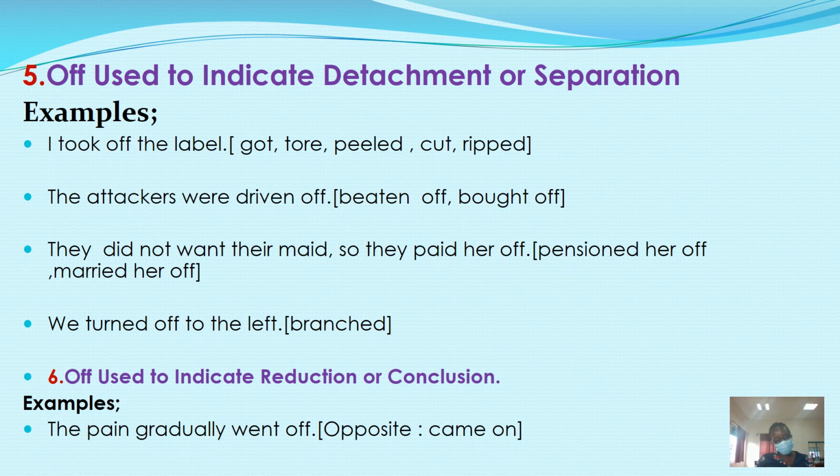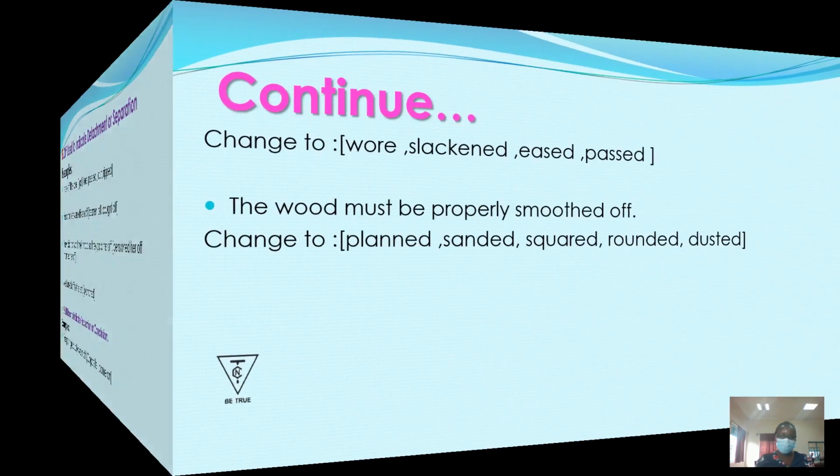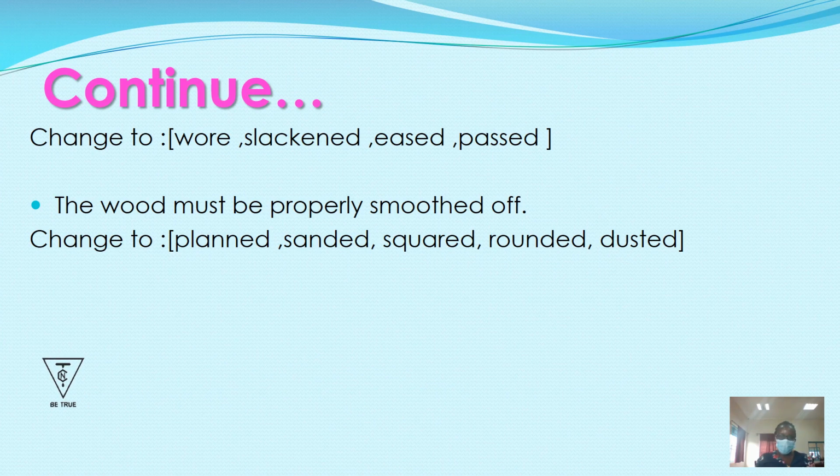Still using off as an adverb particle, we can use off to indicate reduction or conclusion. For example, the pain gradually went off. The pain gradually went off, meaning subsided. Now the opposite of this, I can say the pain gradually came on. It is increasing. We can change this to other verbs like slackened, eased, passed.